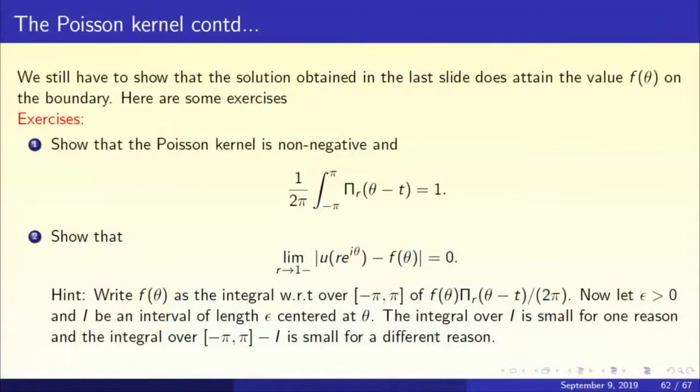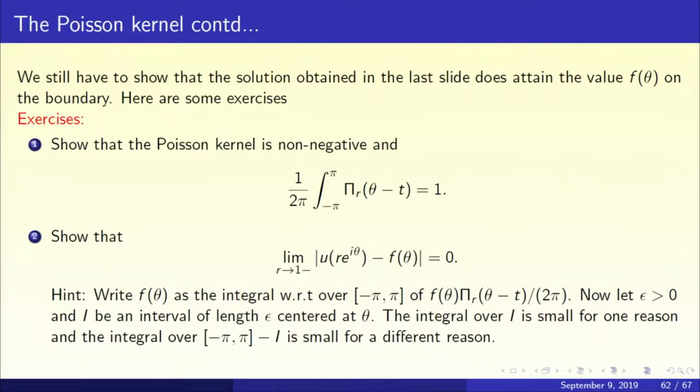We still have to show that the solution obtained in the last slide does attain the value f of theta along the boundary, meaning u of r e to the power i theta tends to f of theta as r tends to 1. This is possible because of the positivity of the Poisson kernel. All that we need is f should be continuous on the boundary.